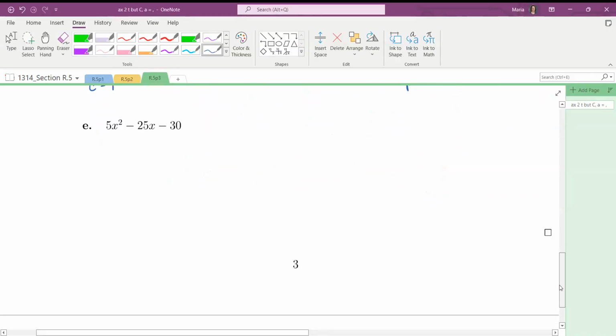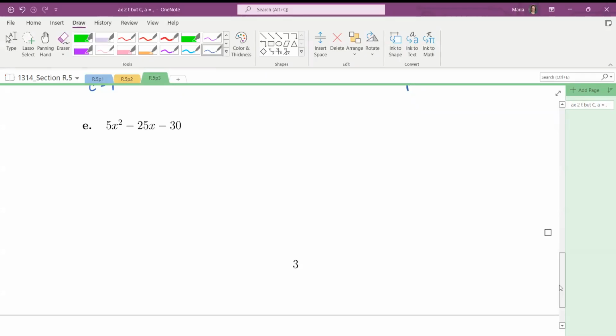All right, one more. Okay, 5x squared minus 25x minus 30. If you notice, this is quadratic, but the number in front of x squared is something other than 1. And I told you that you would have to employ a different technique in order to do that. Okay, now hang on. We can actually do this.